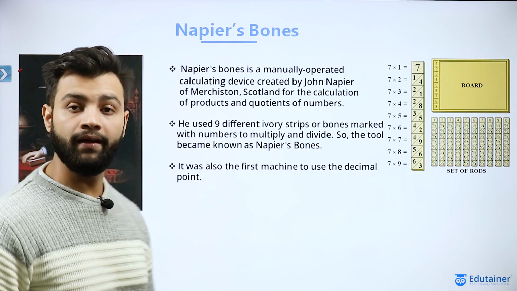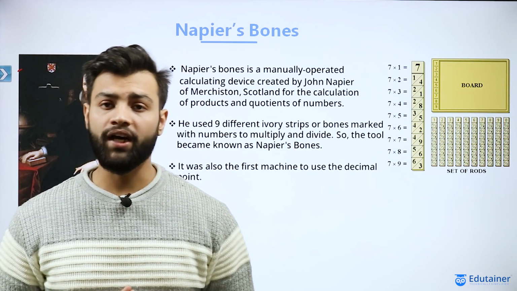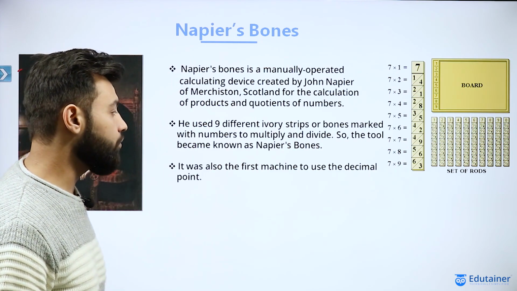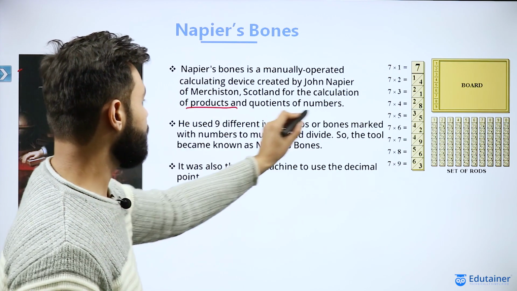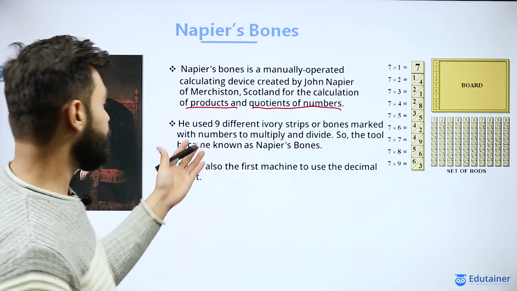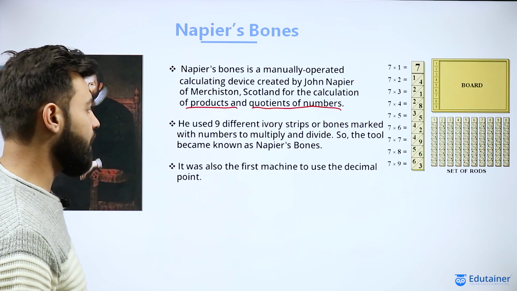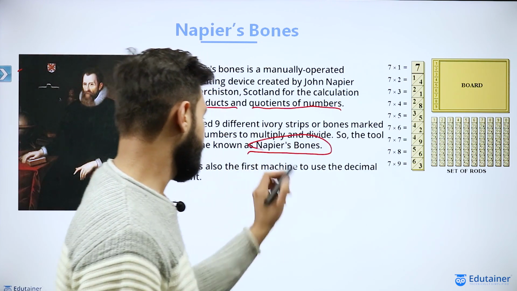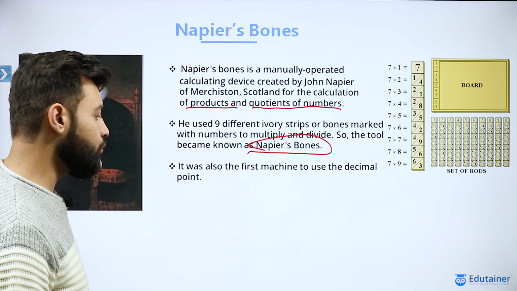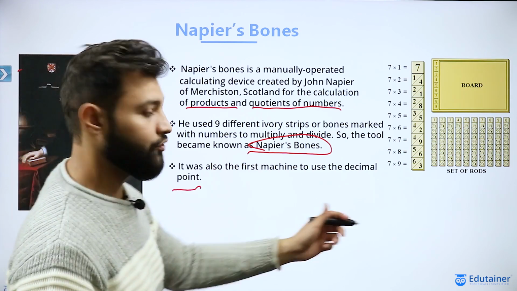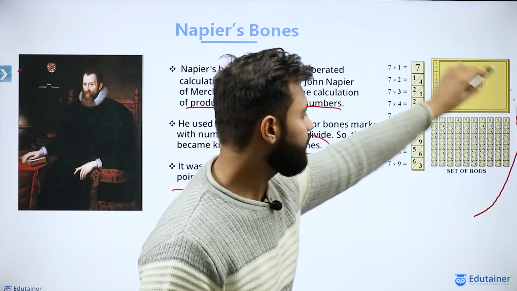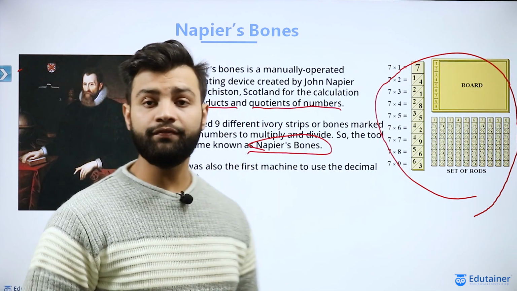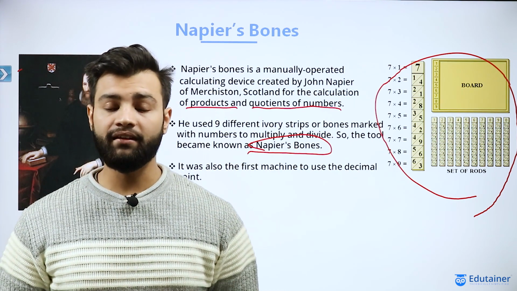Napier bones. Napier bones was another device that was invented by John Napier. John Napier was a Scottish mathematician. He used 9 different ivory strips or bones marked with numbers to multiply and divide, so the tool became known as Napier bones. It was also the first machine to use the decimal point. As you can see over here, this was the device that was used.